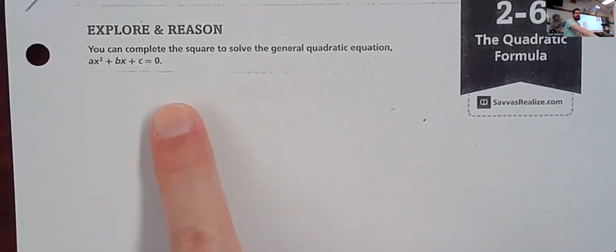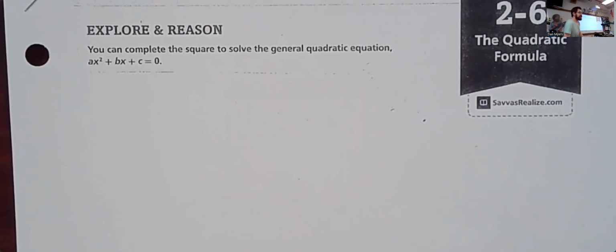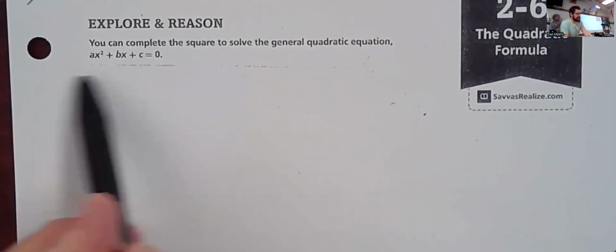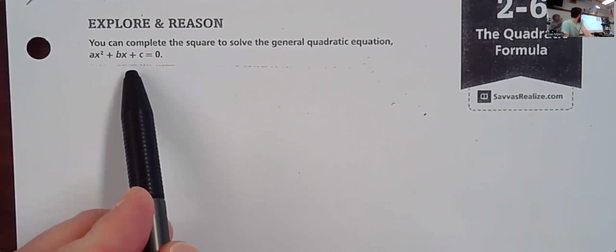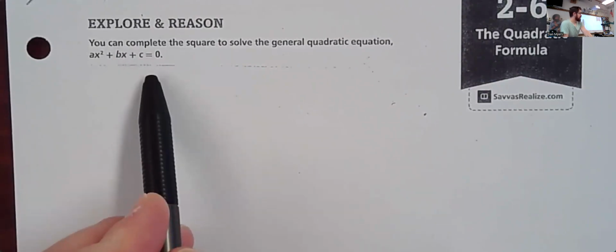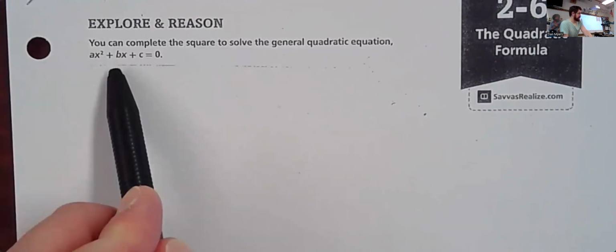This is one of my favorite things about algebra, coming up with the quadratic formula. Because right now, if you look here, this is just the standard form of a quadratic equation. It's the general standard form of a quadratic equation. And what we're going to do is use what we learned over the last couple of days to solve this equation for x.